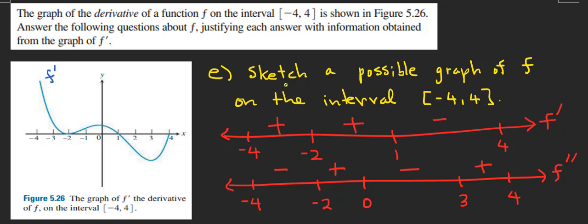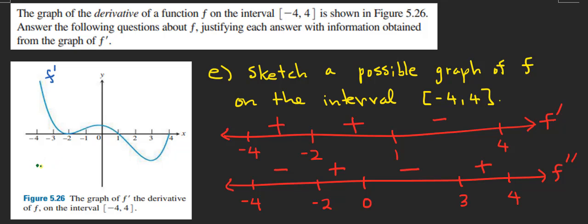Now, finally, part E says, sketch a possible graph of f on the interval from negative 4 to 4. In order to graph f, we need the f prime chart and the f double prime chart, which we got from part A and part B. These two will help us sketch the possible graph of f. Now, look at each interval here. Let's look at it from negative 4 to negative 2. What's happening? F is increasing and concave down. And we don't know exactly which y value we need to start from, so I'm just going to say we're going to start from here.